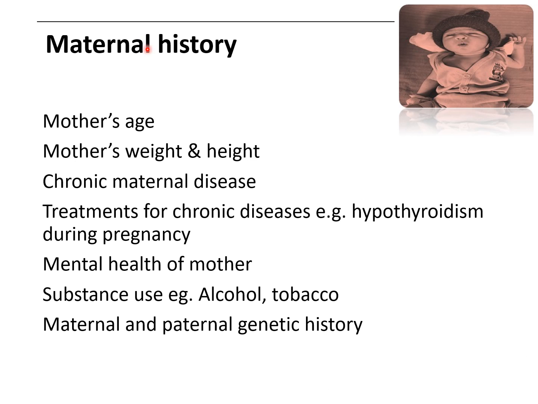Now after family history and SES, we have to write down the maternal history, in which we have to write down the mother's age, weight, height, any chronic maternal disease if present, then about the treatment for this condition. Example, mother is suffering from hypothyroidism, then about the thyroxine we have to write down. Then mental health of the mother, substance use, alcohol, tobacco, anything mother is consuming. Then about the maternal and paternal genetic history, we have to write.